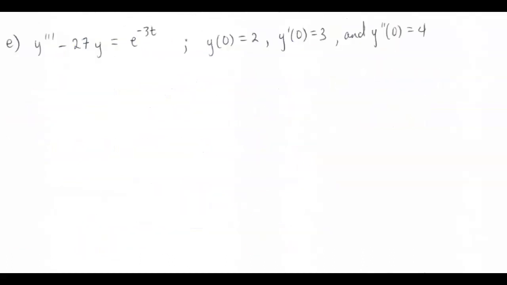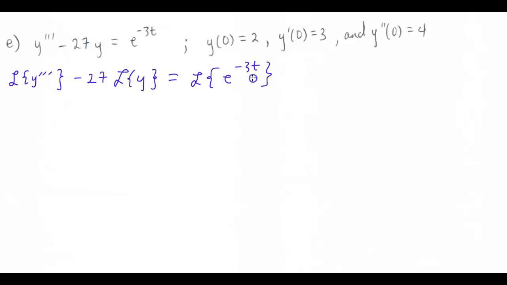For our last example, what we want to do here is take this third order linear non-homogeneous ordinary differential equation and find what Y of S is for it. So we'll start off with the Laplace transform of the third derivative, minus 27 times the Laplace transform of the function that we're trying to find, and the Laplace transform of e raised to the negative 3t.